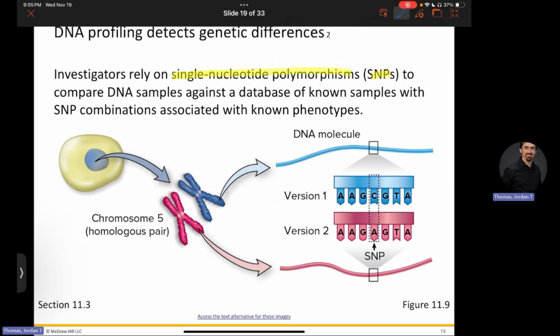SNPs are single nucleotide polymorphisms. Basically, a change in a single nucleotide of the DNA. So here we see in version 1, we have AAGC GTA. In version 2, we have AAG, all the same, then A GTA. So that one nucleotide is changed. So in DNA profiling, we can determine that single change.